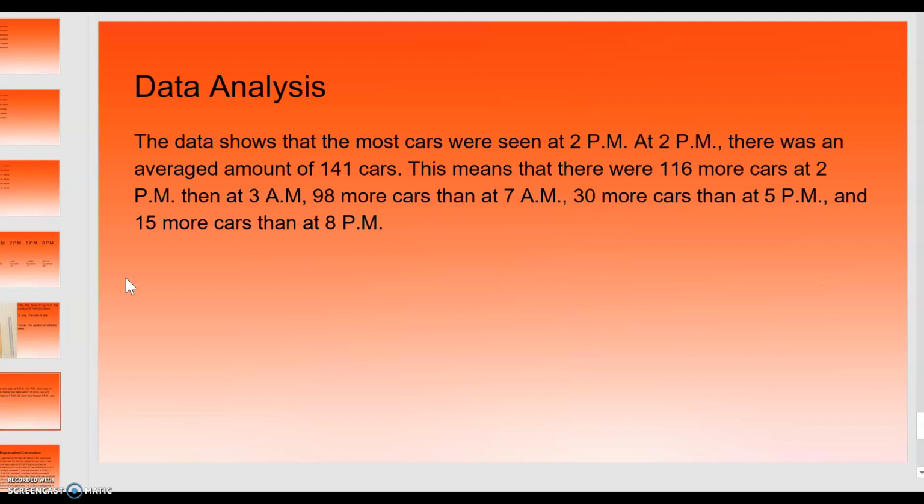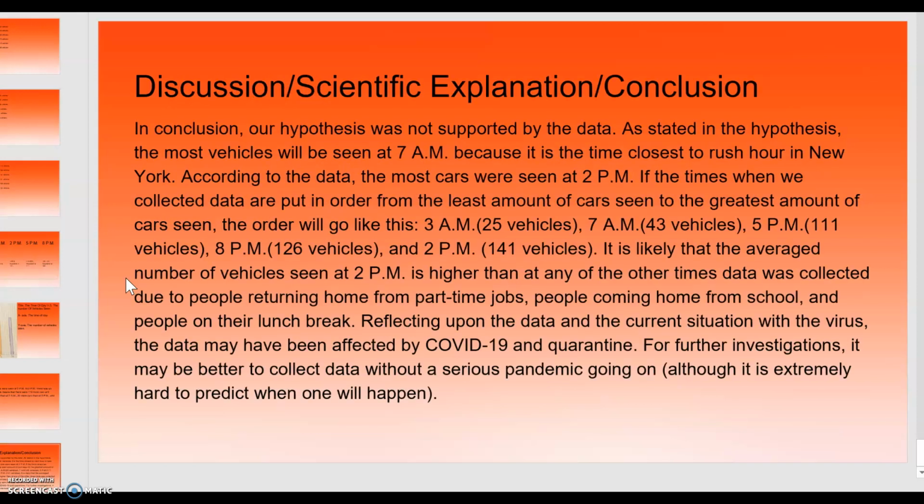Data analysis. The data shows that most cars were seen at 2 p.m. At 2 p.m., there was an average of 141. This means there were 116 more cars at 2 p.m. than at 3 a.m., 98 more cars than at 7 a.m., 30 more cars than at 5 p.m., and 15 more than at 8 p.m. Interesting.